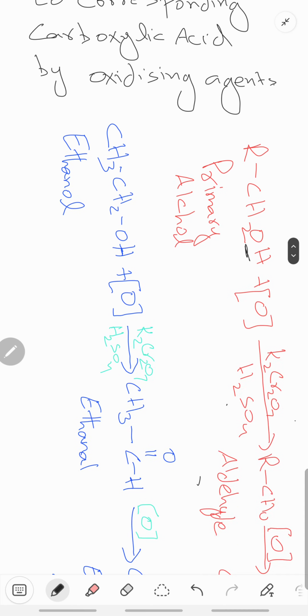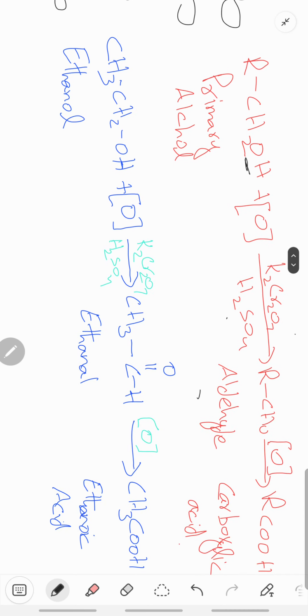So let's see the reaction, how a primary alcohol and aldehyde get oxidized and then converted into a carboxylic acid. This one is a primary alcohol as it contains an OH group. So we add oxygen in the presence of both an acidic medium and potassium dichromate. It's an oxidizing agent, and then it gives us the aldehyde. That aldehyde, again by oxidizing it, gives us the carboxylic acid.